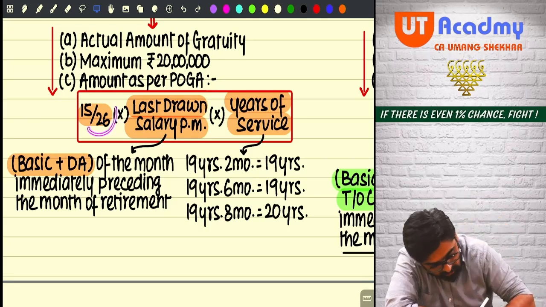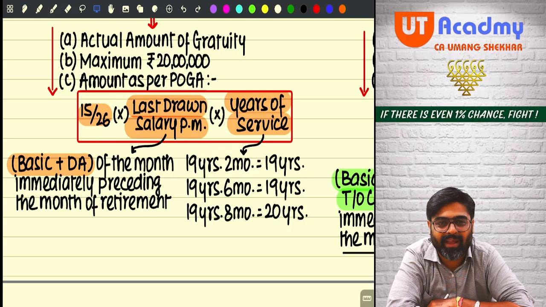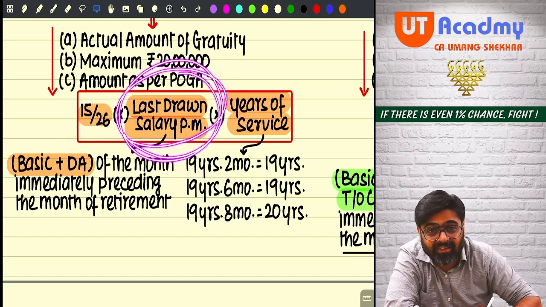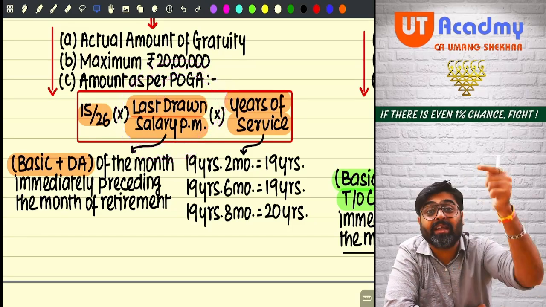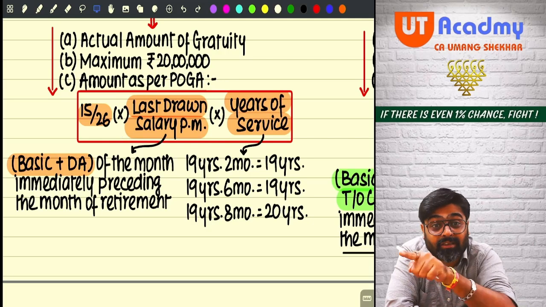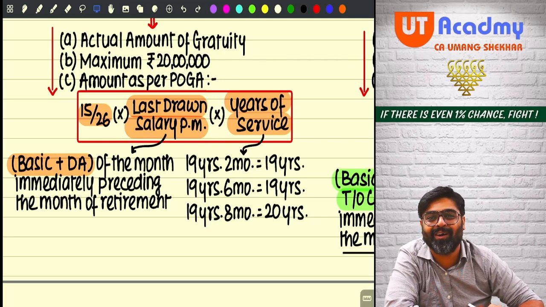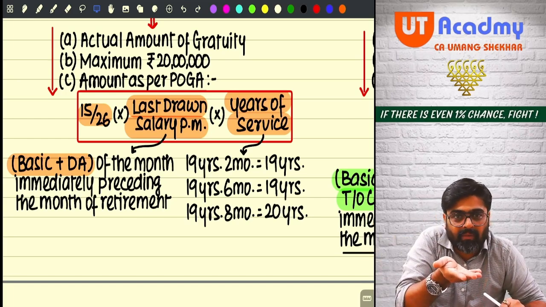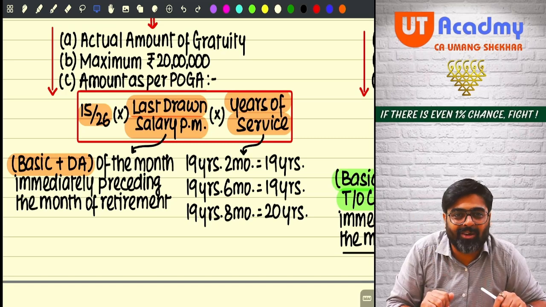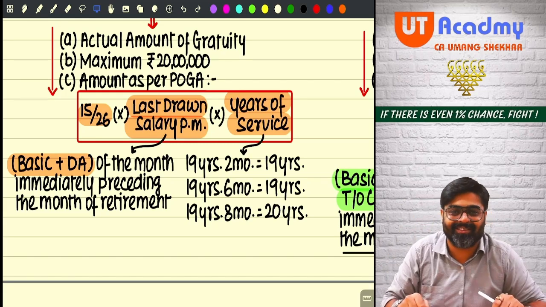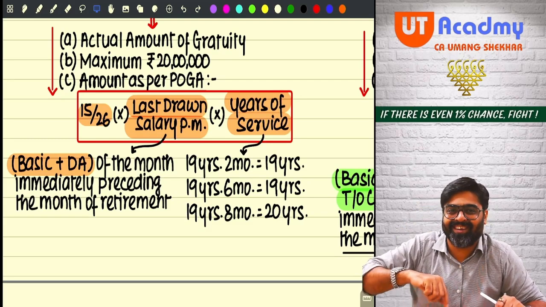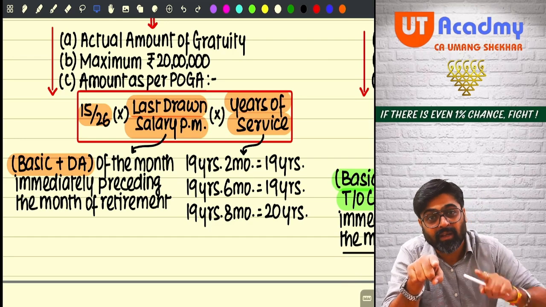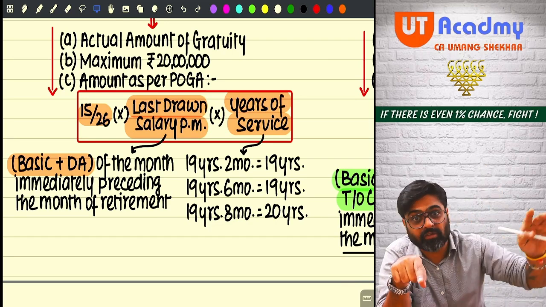But it is divided by 26 here. Why? Because in a month there are 4 Sundays. So whatever last drawn salary is there, the employee is not getting it for 30 days, he is getting it for 26 days. Because anyways, 4 Sundays he is not coming. So whatever salary you are giving him, this salary is for 26 working days, no? So divided by 26, you will get per day salary. Multiply that by 15, you will get 15 days salary. And that 15 days salary you are supposed to give for every year of his service.